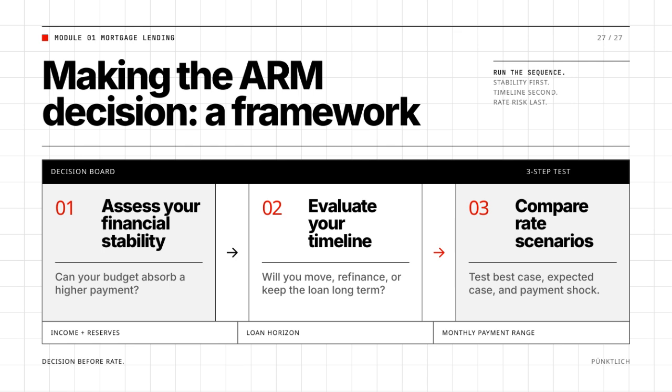Remember, your decision should be driven by these factors: income, reserves, loan horizon, and monthly payment range, not just the current rate. Prioritize making the right decision before focusing solely on rate adjustments. This three-step test provides a structured approach to navigate the complexities of ARM decisions confidently.